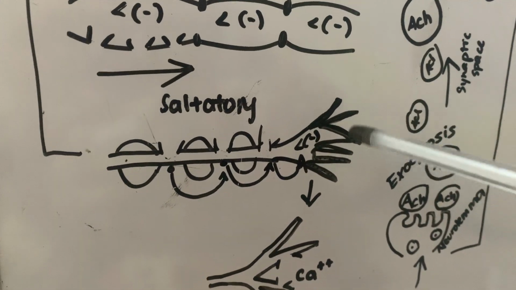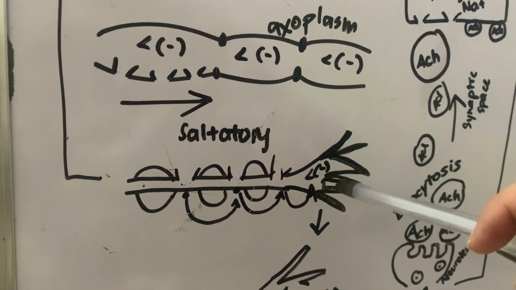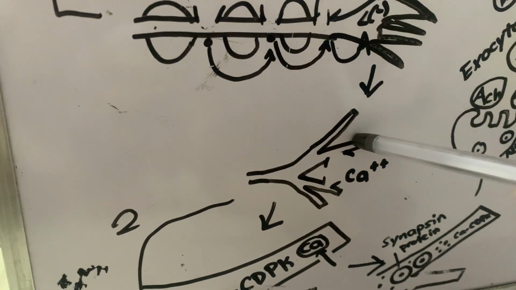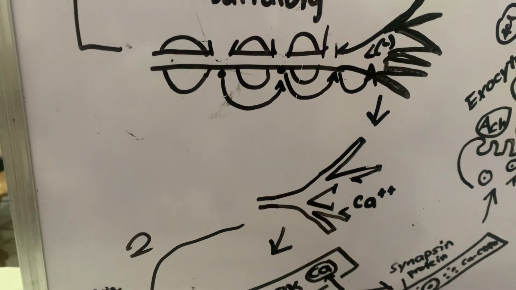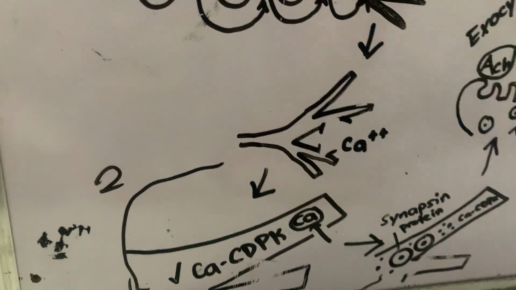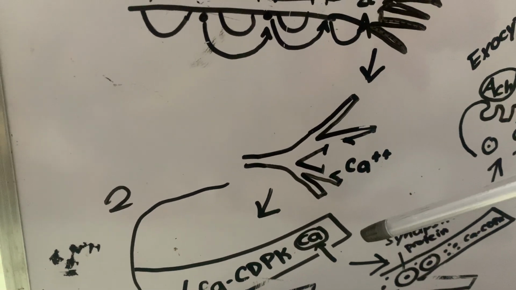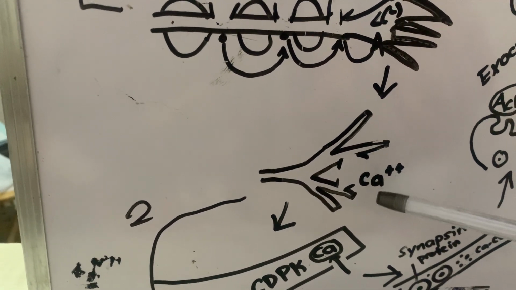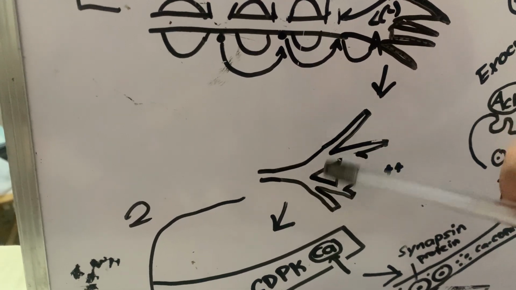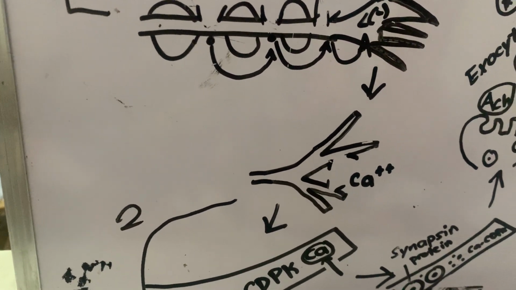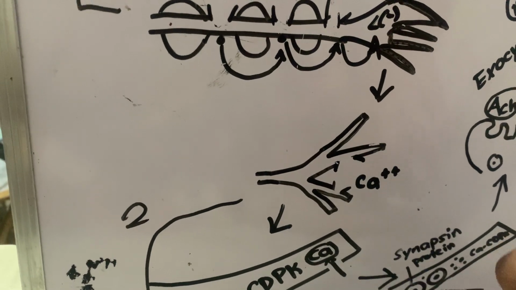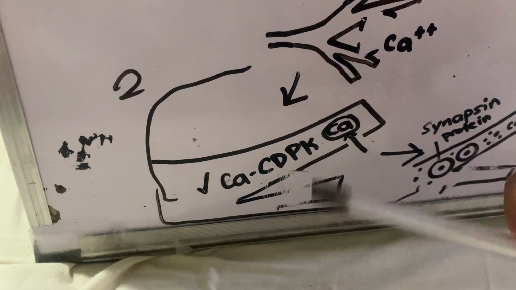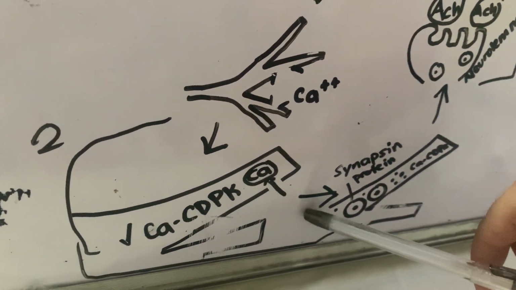When it reaches the axon terminal, it causes local depolarization. And in the axon terminal, the local depolarization opens the voltage gated calcium channels, and it will diffuse the calcium inside the axon terminal. And then the calcium will activate the calcium calmodulin dependent protein kinase.